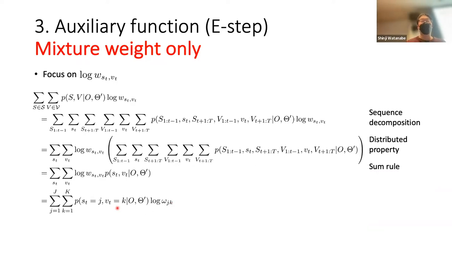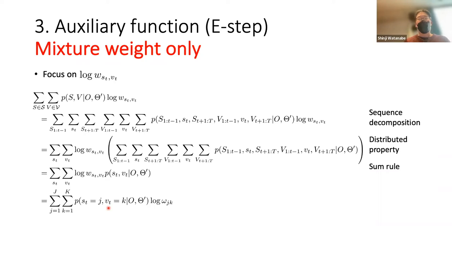Basically, we need to consider the posterior distribution of S_t equal j and B_t equal k. We have discussed the meaning of S_t equal j given O and theta, for which we use gamma as a variable, right? It is the probability that we are at this point at some time, considering all possible state sequences. The same methodology can be applied. In addition to the state at some time, we also have the Gaussian mixture specification. Basically, that's it.